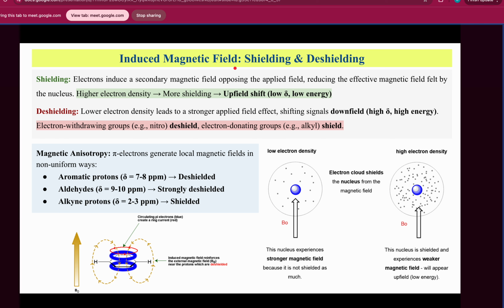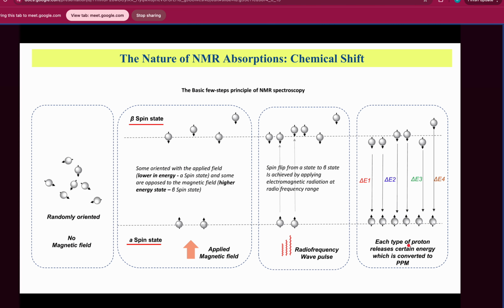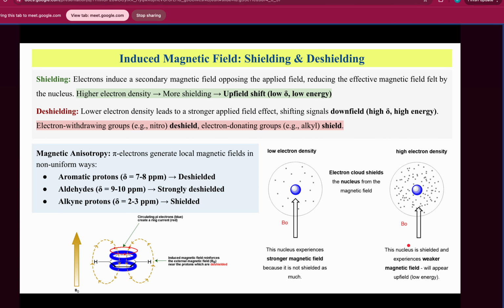So the induced magnetic field will bring about shielding and de-shielding. In the previous case, I was telling you the ppm values for different types of hydrogens. So why is it so? Why do they vary from each other? Now we'll see what factors are influencing it. The first thing is shielding.